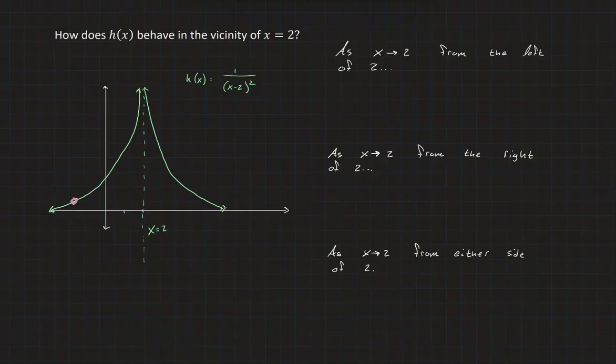So I'm going to pick a point on the left-hand side of this curve, and I'm going to call it x, and this is h of x. So I want to look at what happens to the output of my function as the input of my function approaches 2 from the right. So if I let my x value approach 2 from the right, I'm going to kind of just trace these dots up and see what happens.